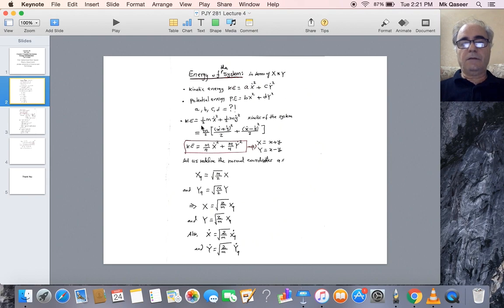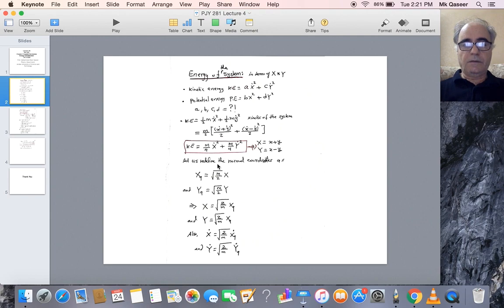The kinetic energy of the system is given by half m x dot small squared plus half m y dot small squared. Now we can write this expression as m over 2 of (x dot plus y dot) the whole thing squared over 2, plus (x dot minus y dot) squared over 2. X dot plus y dot is X dot capital, and x dot minus y dot small is Y dot capital. So the kinetic energy is m over 4 X dot squared plus m over 4 Y dot squared.